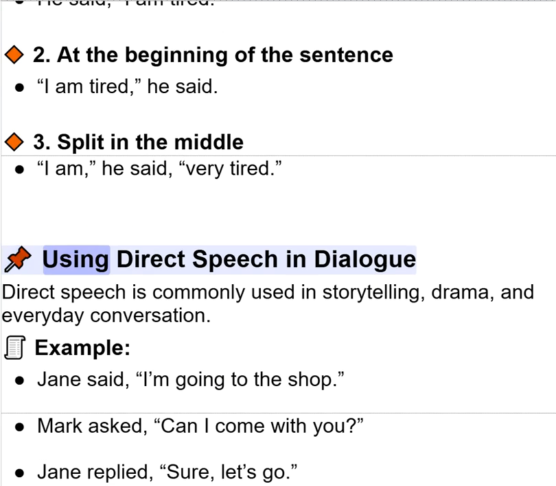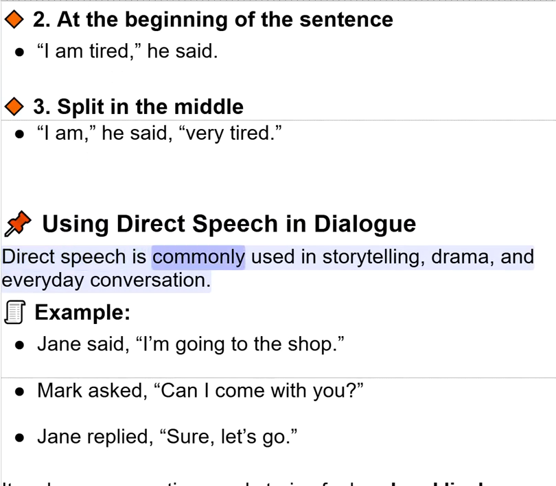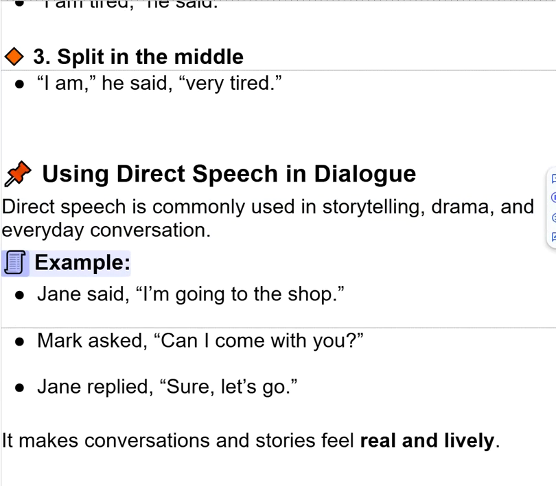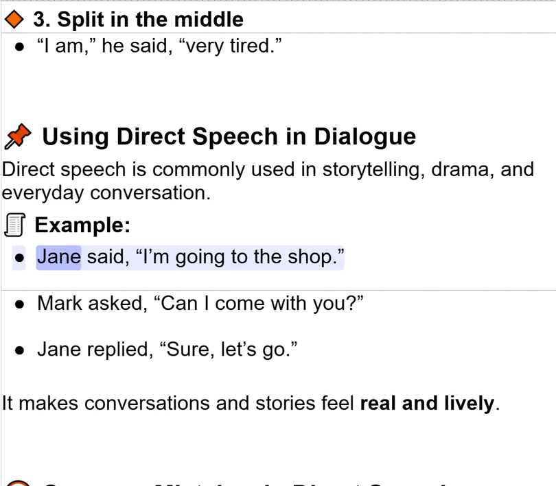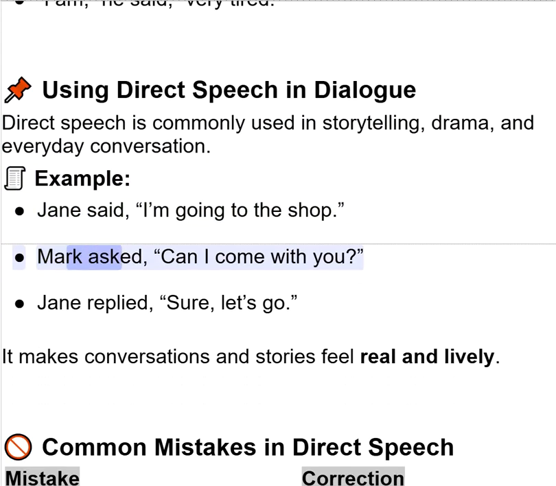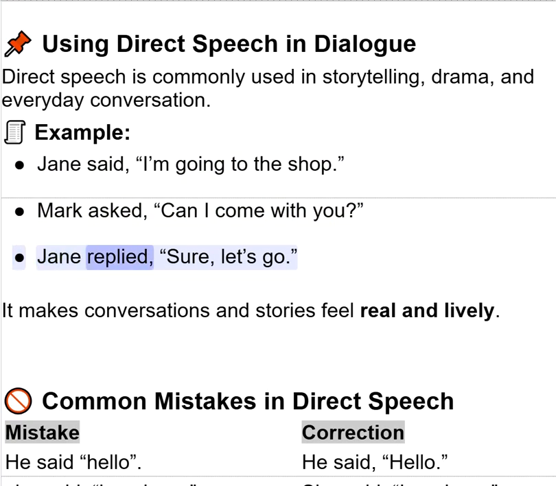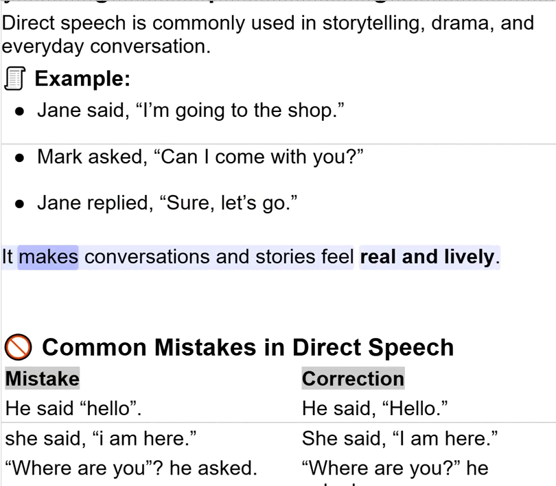Using direct speech in dialogue. Direct speech is commonly used in storytelling, drama, and everyday conversation. Example: Jane said, "I'm going to the shop." And Mark asked, "Can I come with you?" And Jane replied, "Sure, let's go." It makes conversations and stories feel real and lively.